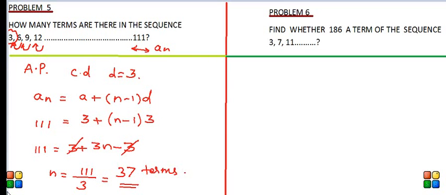We can count and see also. After 12 we will get 15, 18 and so on like this, and we will reach 111. Then we can count the number of terms.